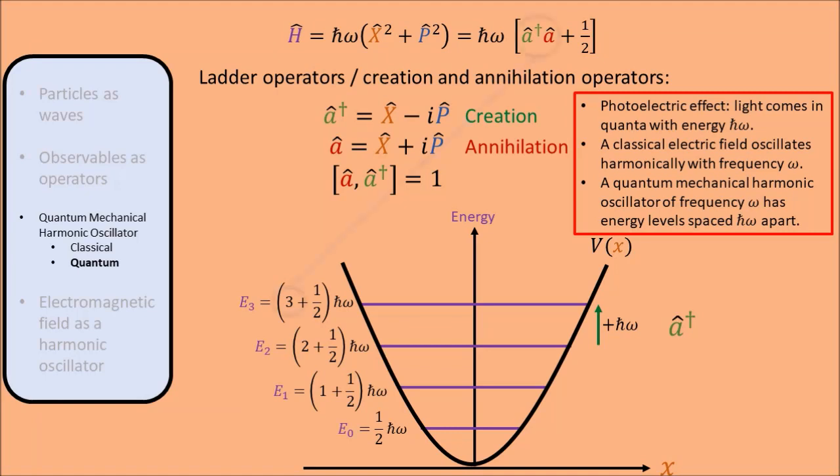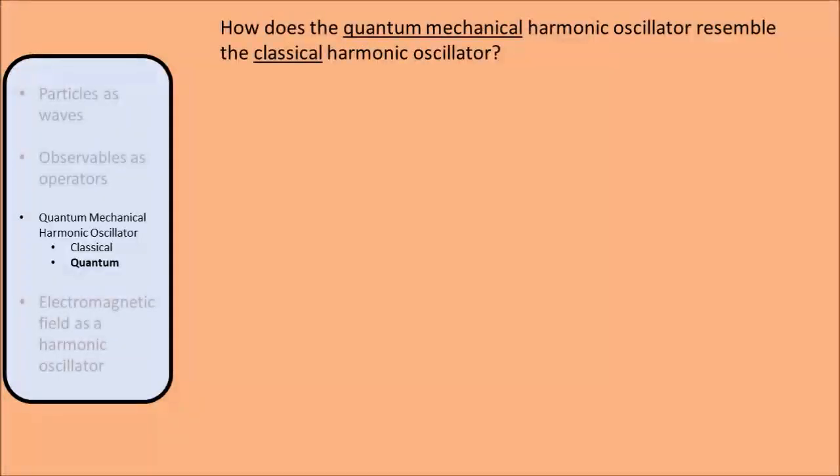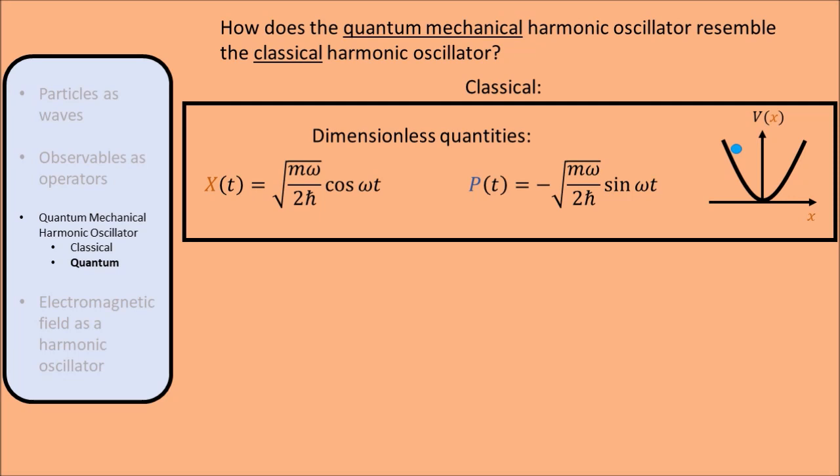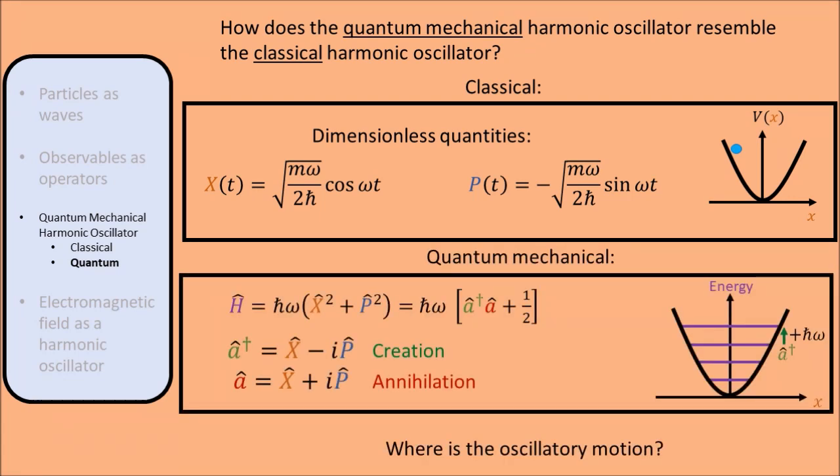Note that the number of packets, or quanta, corresponds to the eigenvalues of the operator a dagger times a. Therefore, this operator is also referred to as the number operator, as it counts the number of energy packets that are present in the harmonic oscillator. So the results we found for the quantum harmonic oscillator seem plausible, but it's still not obvious how the quantum mechanical and the classical harmonic oscillator resemble each other. For example, we saw that classically the position and momentum of the particle oscillate harmonically and out of phase with each other, but where is the oscillatory motion in the quantum case?